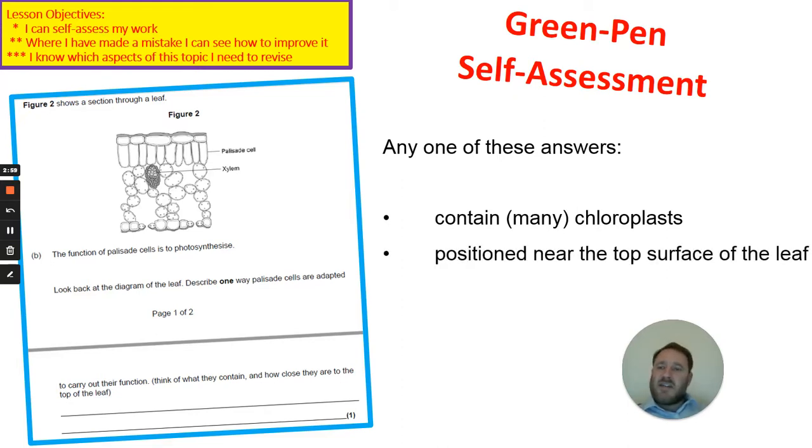You could have said that it's positioned near the top surface of the leaf, or you could have said that the Palisade cells are packed closely together. And if you look at the picture, you can see that the Palisade cells are all packed nice and in a row, what we call the Palisade layer. So either of those for 1 mark. So tick it if you got it right, correct it if you didn't.